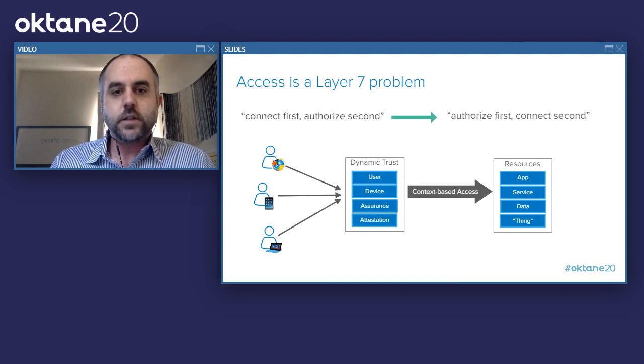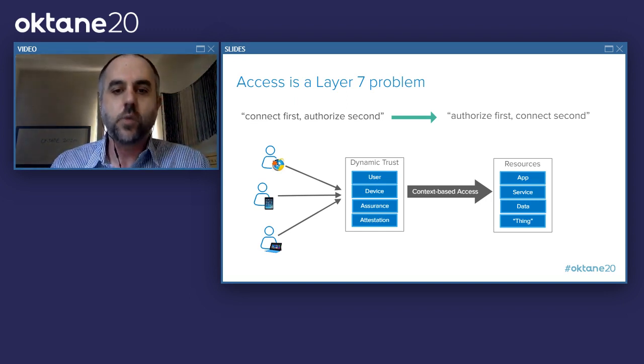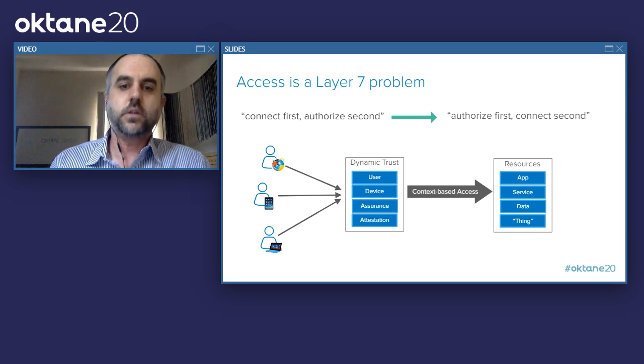But access is increasingly a layer 7 problem. We're moving from a connect first and then authorize second to an authorize first, connect second model, where the decision on who can access what is going to be based on context. So it's the user, the authentication assurance of the user, the device security posture, the time of day, a lot of other dynamic runtime variables determining whether the user has access to the resource. The user isn't just statically granted access to the resource.